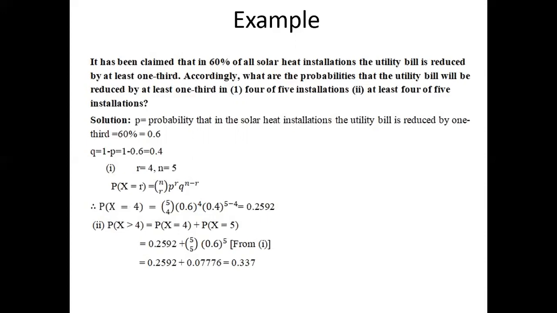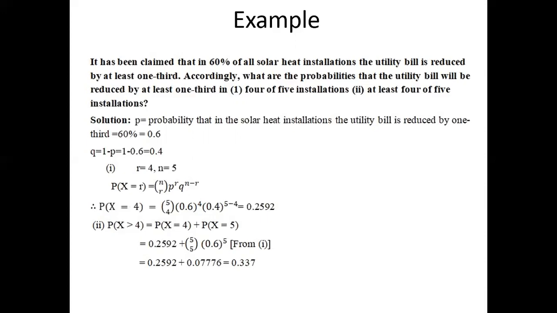So if x equals 4, what is the probability of x equals 4? We have the probability of capital X equals small x is nCx p to the power x, q to the power n minus x. So the probability of x equals 4 equals 5C4 into 0.6 to the power 4 into 0.4 to the power 5 minus 4. So 0.2592.